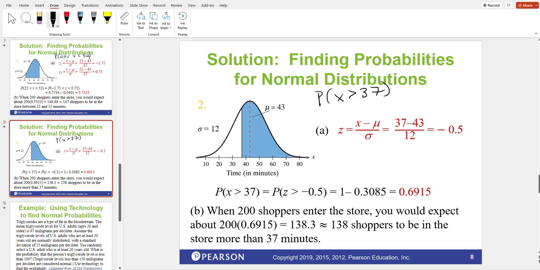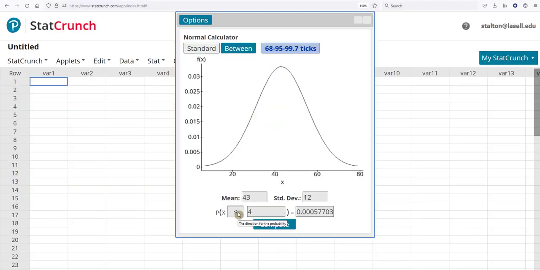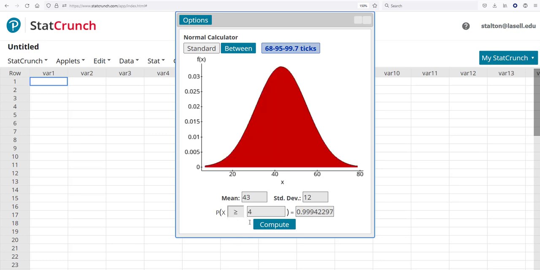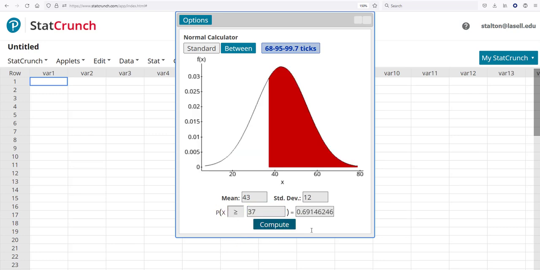Let's go ahead and we're going to use the same values, the same mean and the same standard deviation, but this time we want greater than 37. Once again, do not convert to a Z-score when you're using technology. So we want greater than, and it said 37. We hit compute, I get my answer, 0.6915. And as you can see, the picture is the same.